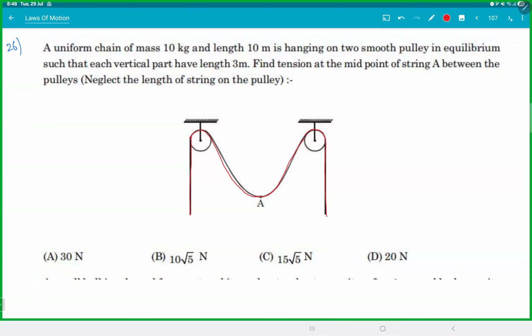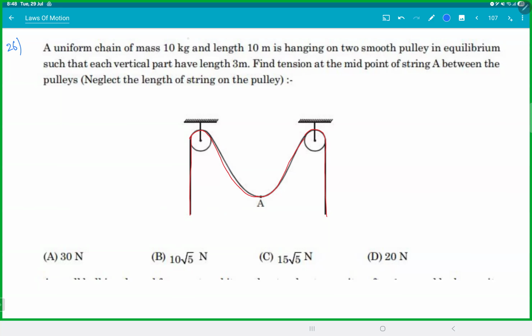Let's see. I know what mistake you're doing. You guys are ignoring. Shaurya, that is wrong. Aditi, that is wrong. Let's look at the picture, okay? First of all, let's draw the FBD for each piece separately. It is mentioned in the question, the vertical part length is 3 meter.